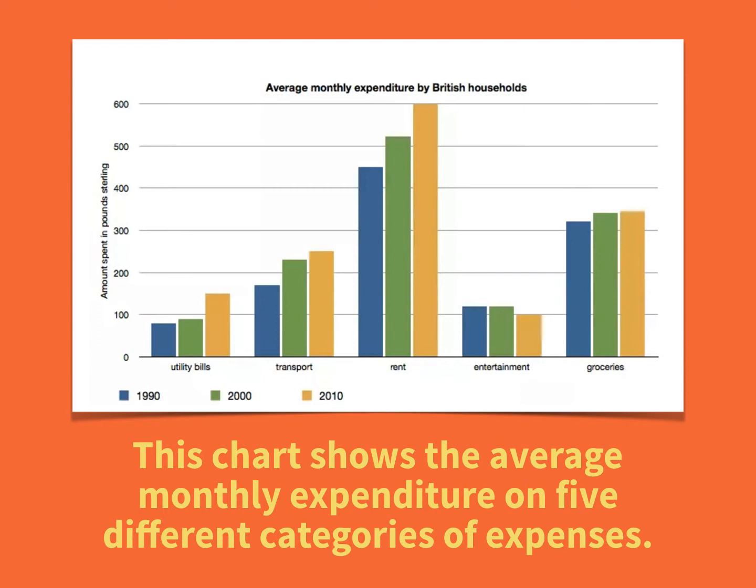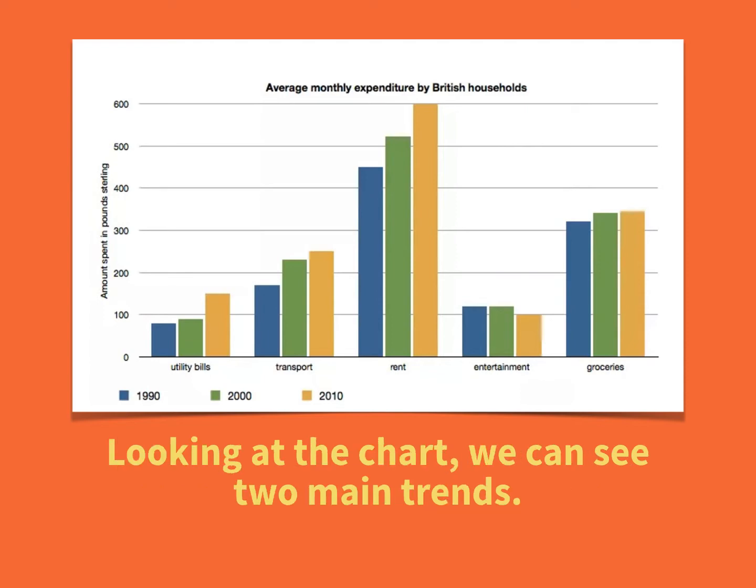So we can see here that we have 5 groups or categories: utility bills, transport, rent, entertainment, and groceries. And in each category or group, we have 3 subgroups: 1990, 2000, and 2010. Now, if we look at this chart, we can see that there are 2 very clear, easily identifiable trends.